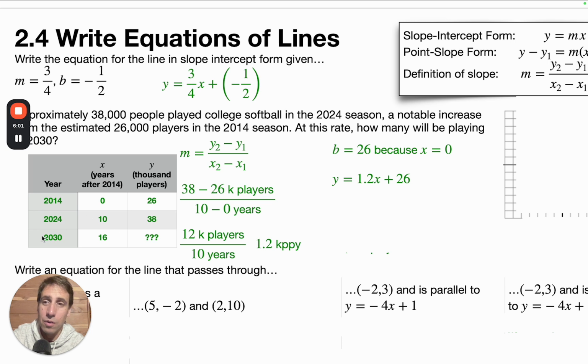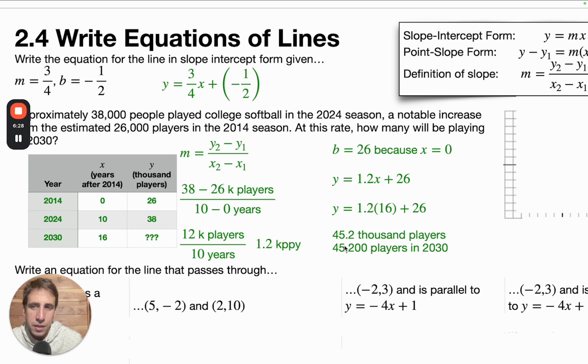So you want to know what's happening in 2030? You can actually take that 16 and plug it in. y equals 1.2, because every year you're going to get 1.2 thousand players per year. So this will happen 16 times. Every year you get another 1.2 thousand. We're assuming it's going at the same rate. So then you multiply and you add, and you get 45.2 thousand players. What that means is you're going to have 45,200 players in the year 2030.